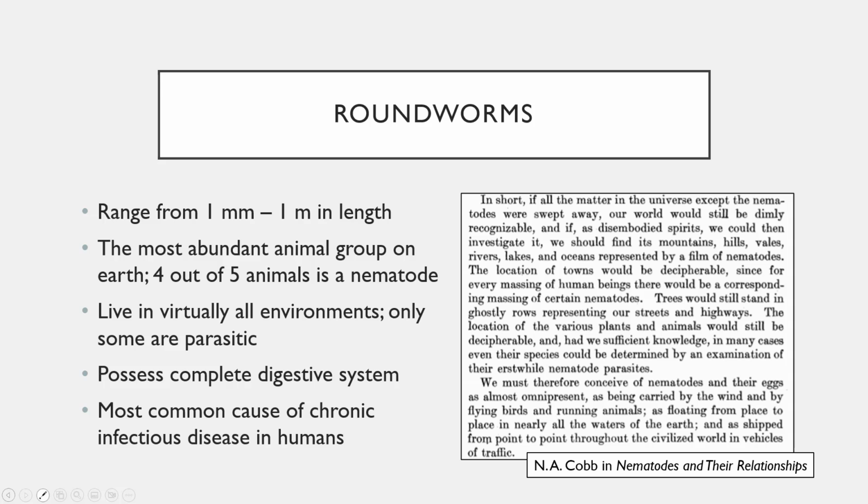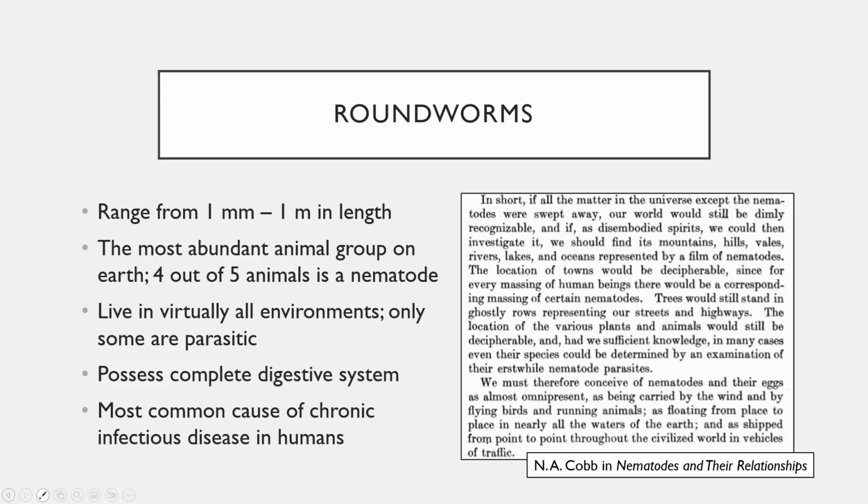They are so ubiquitous and found in all environments. So much so that there's this book by this nematologist called N.A. Cobb. He wrote Nematodes and Their Relationships, and in his book he describes this completely nightmarish passage, which I've clipped for you here, where if you took away all matter on Earth except for the nematodes, you would still be able to see where the outlines of trees and mountains were, because there would be a coating of nematodes outlining them. That's how many nematodes there are in our world.